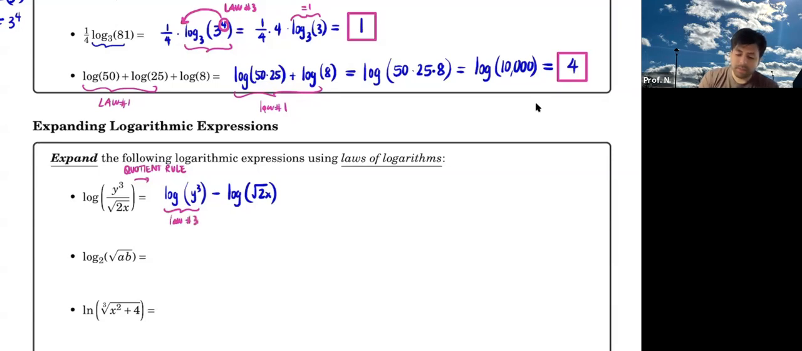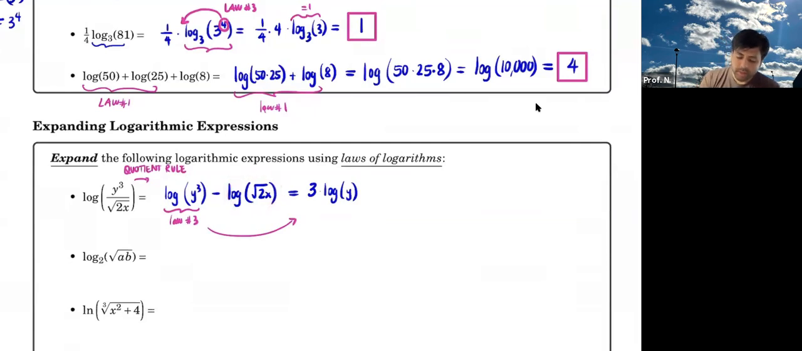So what does that mean? That means that I get the following. I get that 3 is in front, and I get log of y. So that's all I can do. I can't do anything further. There's no more laws to apply. So I'm done. But now, how do I take care of this one here?